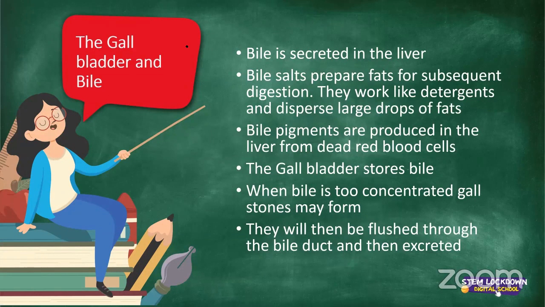Okay, now let's look at the gallbladder and bile. Bile is secreted in the liver, but it is stored in the gallbladder. Remember we mentioned that, ne? And then bile salts prepare fats for subsequent digestion. They work like detergents and they disperse large droplets of fats.